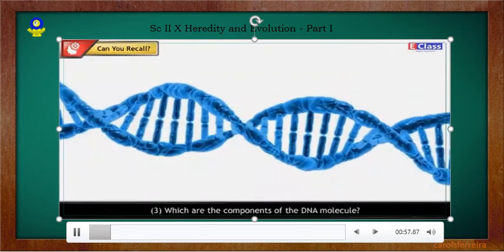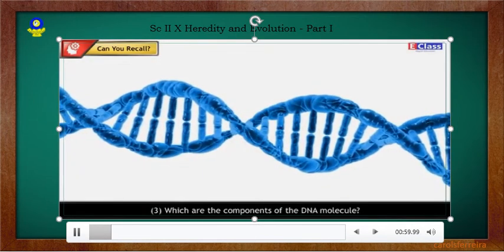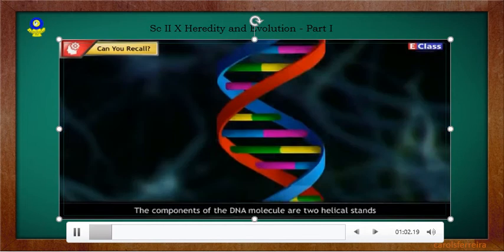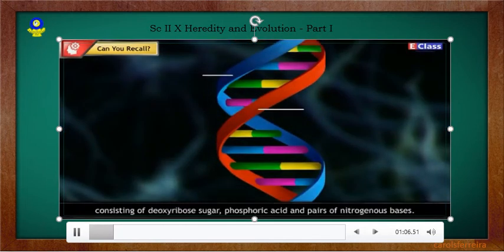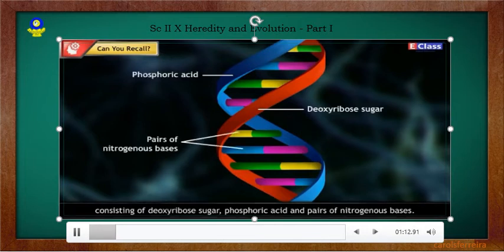3. Which are the components of the DNA molecule? Answer. The components of the DNA molecule are two helical strands consisting of deoxyribose sugar, phosphoric acid, and pairs of nitrogenous bases.